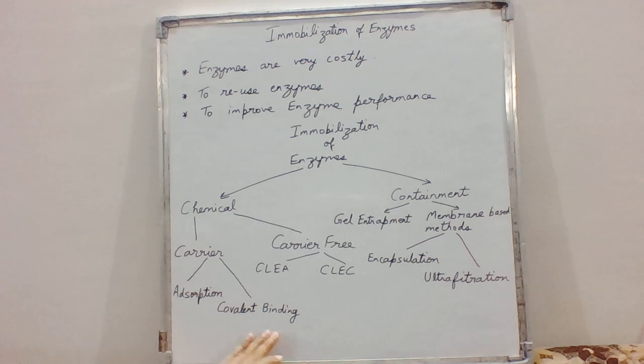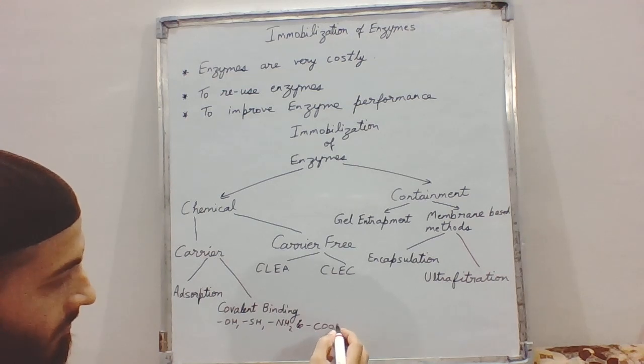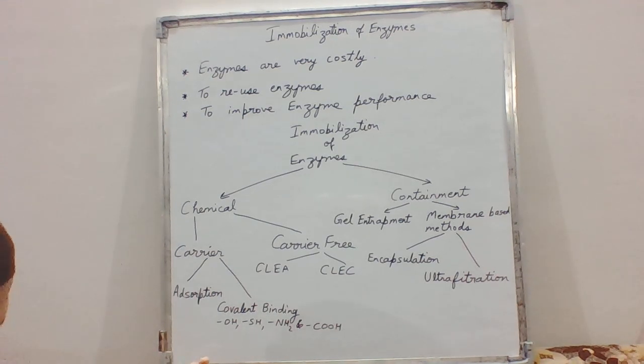Okay. And regarding covalent binding, there are various types of functional groups involved for covalent bonding, such as hydroxyl groups, thiol groups, amino groups, and carboxylic groups. Immobilization by covalent binding induces a greater effect on the enzyme. All the types of immobilization affect the kinetics of the enzyme somehow or the other, either by partition effects or by mass transfer limitations. We'll deal with it later.